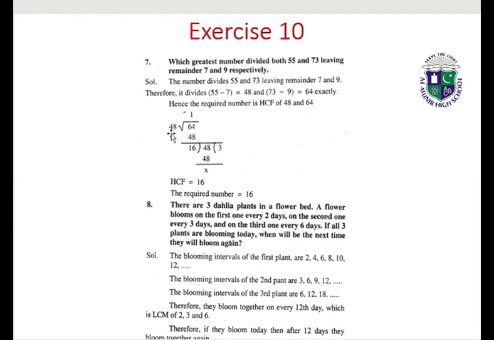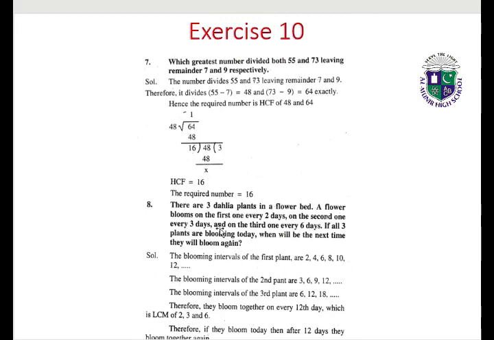64 divided by 48: 48 ones are 48, 64 less 48 equals 16. Now 16: 16 ones are 16, 16 2s are 32, 16 3s are 48. So the highest common factor is 16. The required number equals 16.